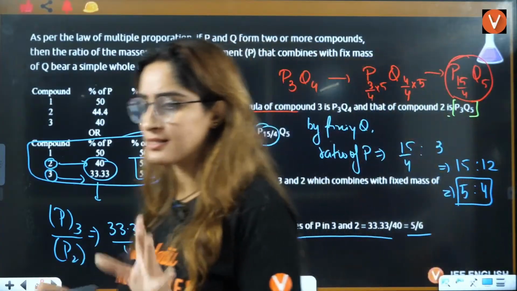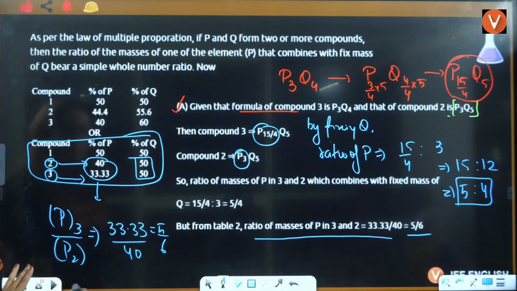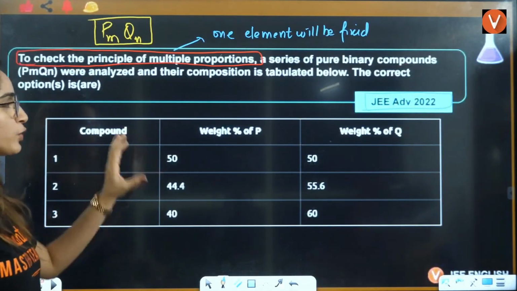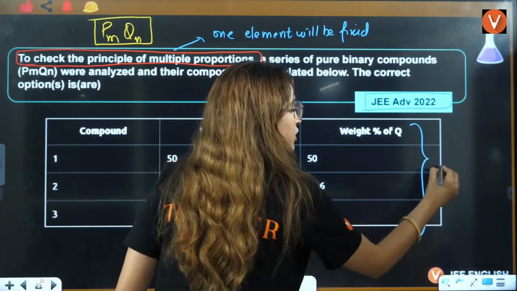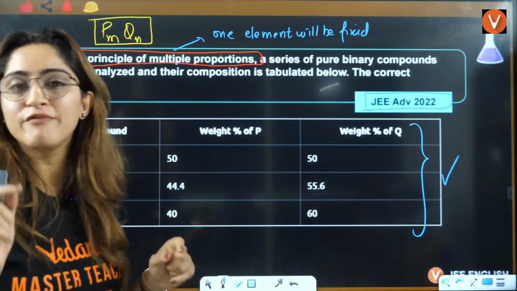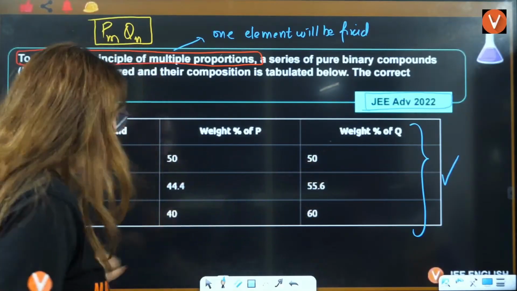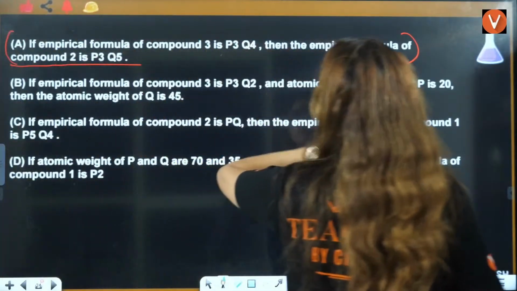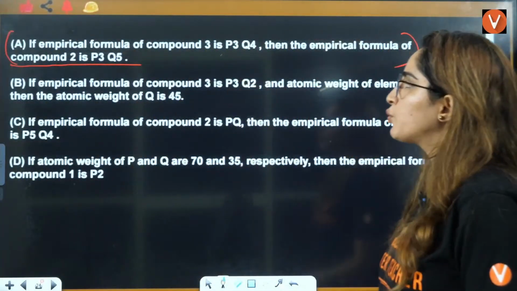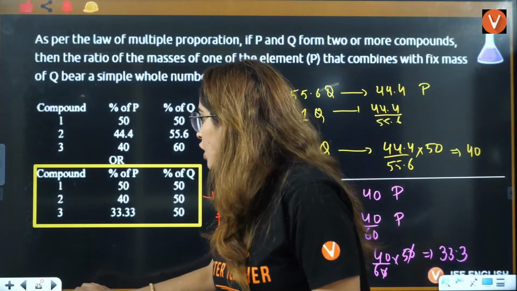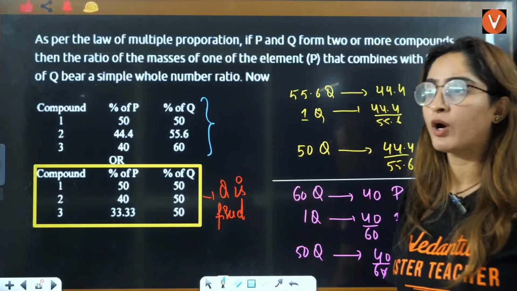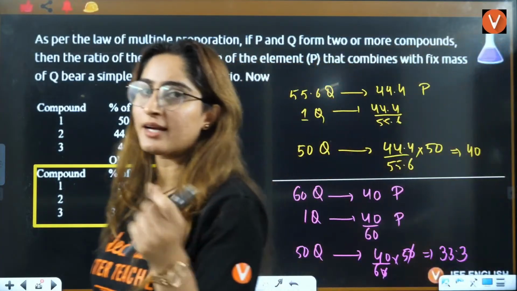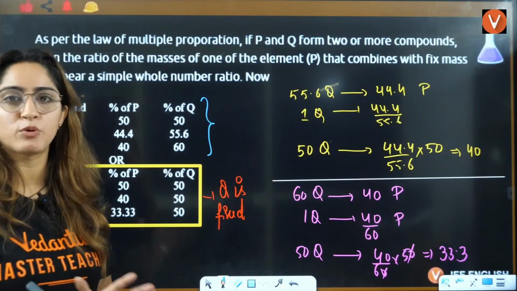I'll again explain this. See, this is the experimental data that was given to you. This data is definitely correct. So all the statements we will verify with this data, right? The first statement is, if the empirical formula of compound 3 is P3Q4, then the empirical formula of compound 2 is P3Q5, right? To verify this statement, we applied the law of multiple proportions, because that is given in the first statement that it is applicable.